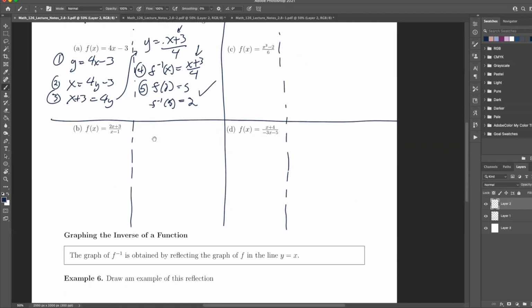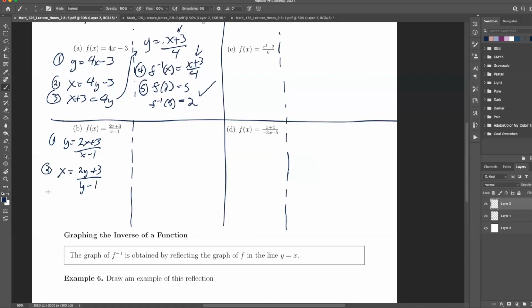All right, and so we're going to do the same thing here. So here we'll start with step 1. We're going to write y equals 2x plus 3 over x minus 1. Step 2, we're going to swap everywhere we see a y, we write an x, and everywhere we see an x, which in this case is 2 spots, we write y. So this is 2y plus 3, sorry. See if I can keep my things correct today.